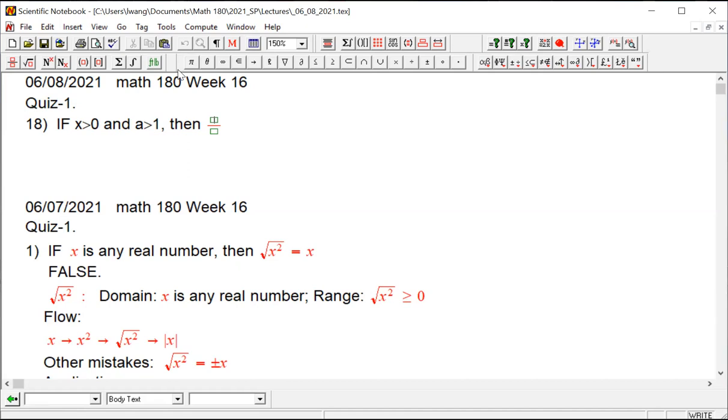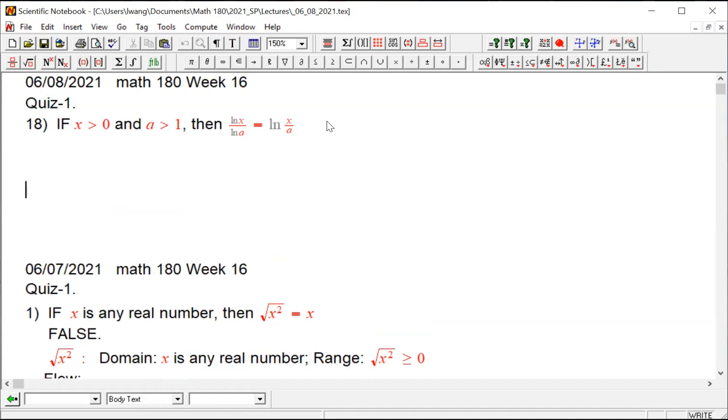We have ln x over ln a equals ln of x divided by a. So we don't have the worry that the denominator will be 0. In general, is this true? Well, we have to understand the flow. Once again, it's a flow.